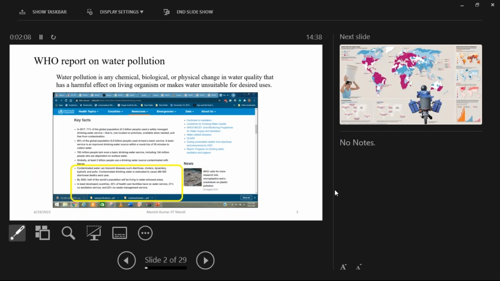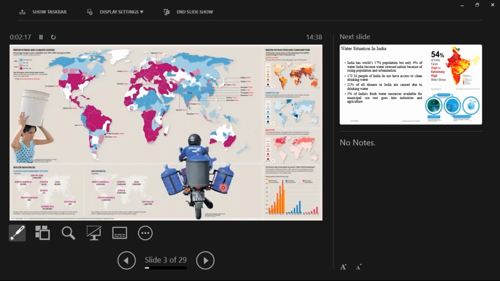Because of these things, we have to think about it, and we have to treat the water, we have to purify the water. According to this map, if you are able to see it, the top 20 cities of the world are facing the problem of water, including India and including the developed countries also. We are having a water problem in the top 20 cities worldwide.